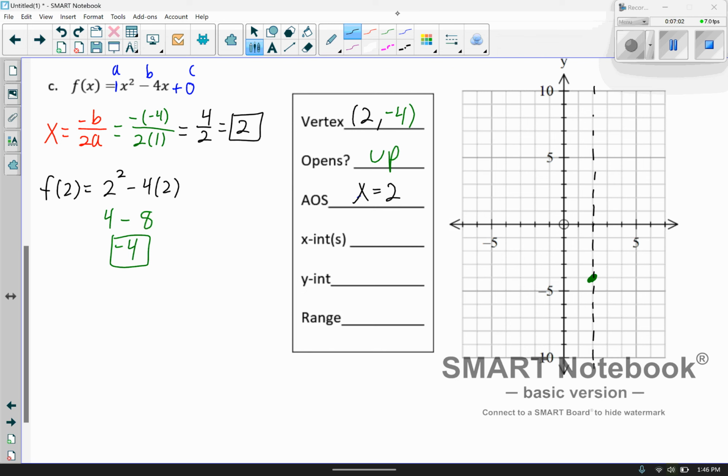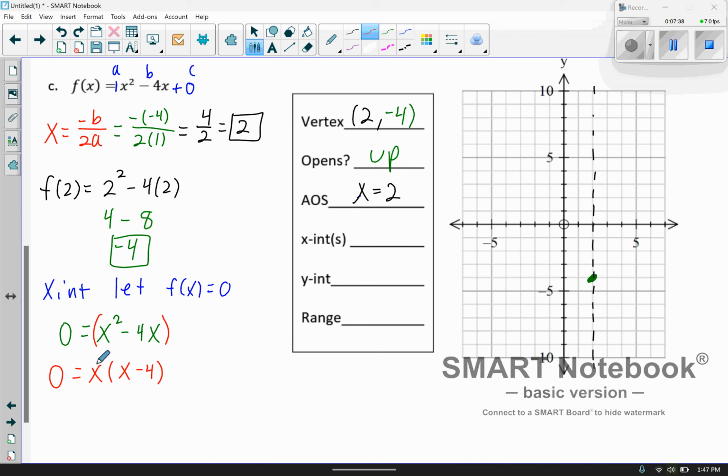And then for the x-intercepts, we're going to let f of x equals 0. So we're going to have 0 equals x squared minus 4x. And then, so this one, we don't have a trinomial here because my c value is 0, but I can factor out an x here, and that should help me. So let's see, we factor out an x, and that will leave me with x minus 4 right here.